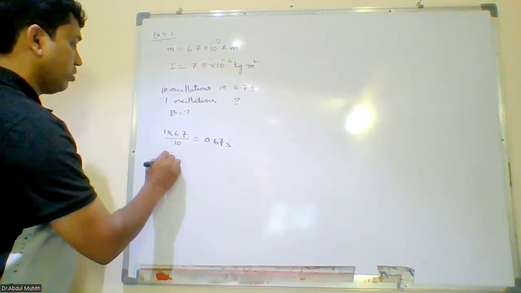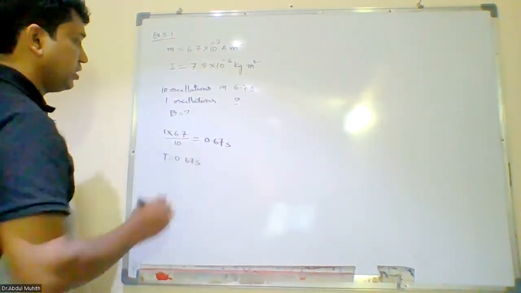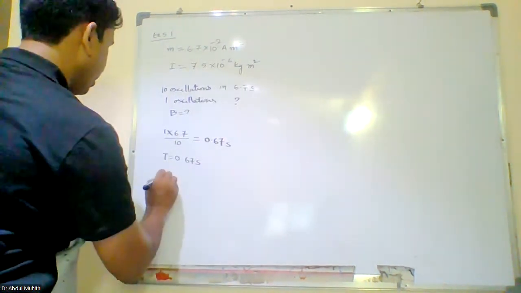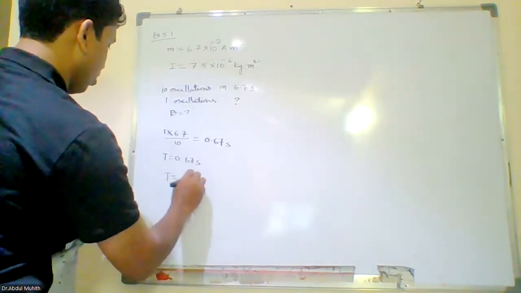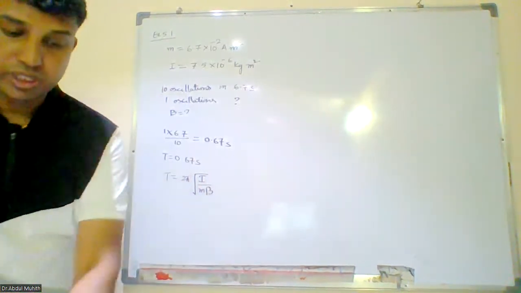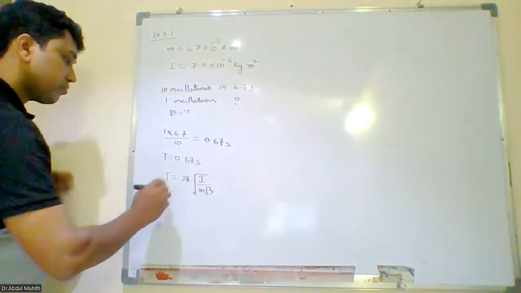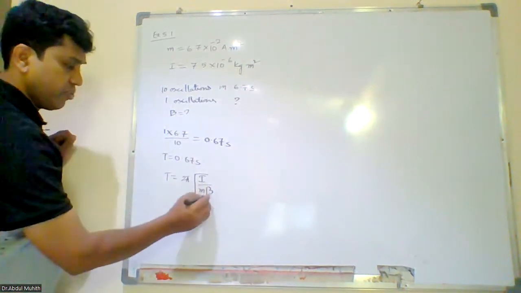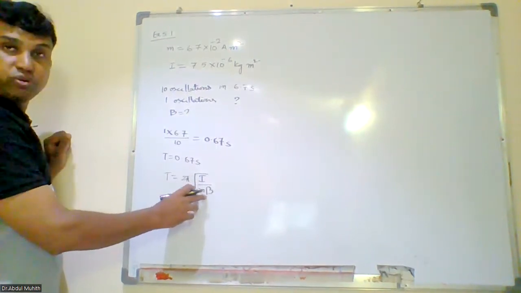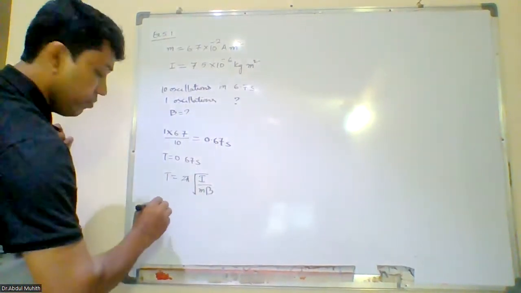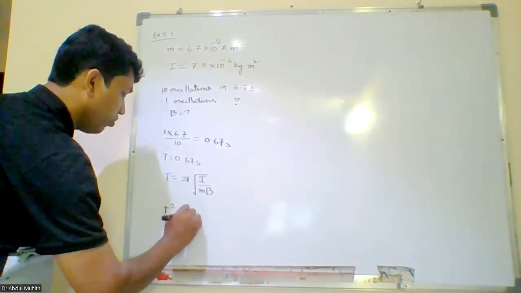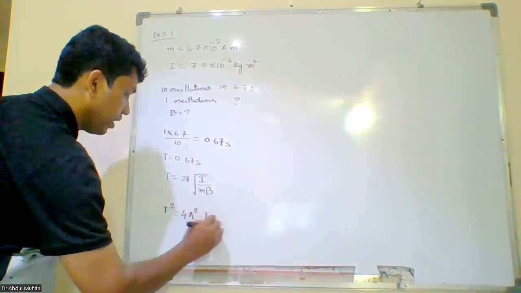Means capital T is 0.67 seconds. He's asking what is the magnetic field. We have the formula here, right? T is equal to 2 pi under root of I by MB. We want B. We have T, we have I, we have M. We don't have B, and we have to calculate B now. First of all, we'll square it on both sides. So T square is equal to 4 pi square into I by MB.